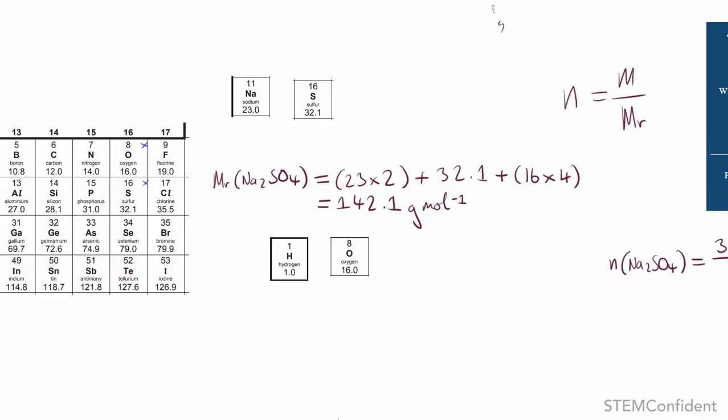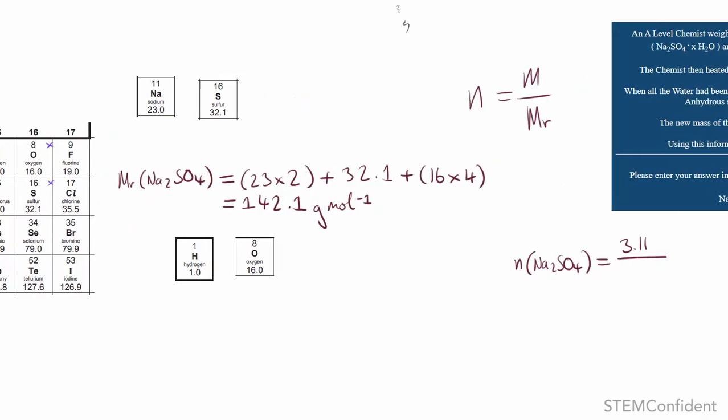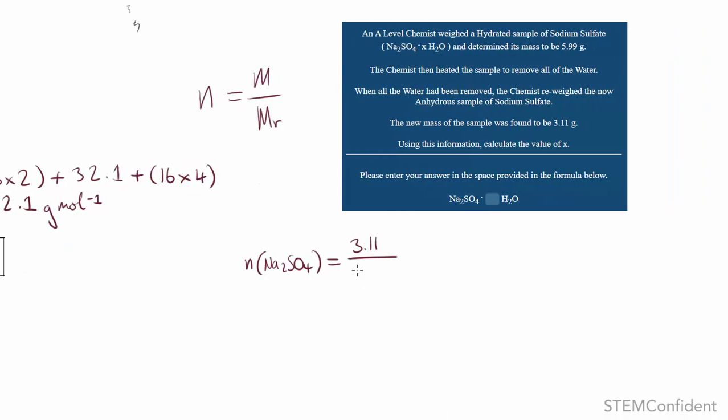Okay, so we used the value 142.1. Let's focus on this first: 3.11 divided by 142.1. If you have a go at working that out, what you should find is that you get 0.021886, and that's in moles. I've given this to 5 significant figures.